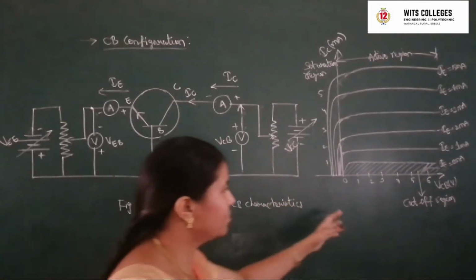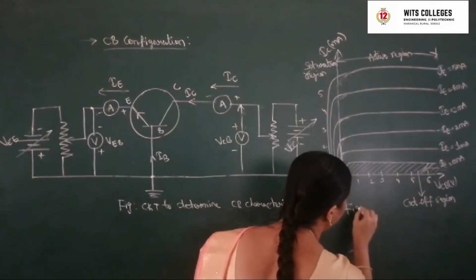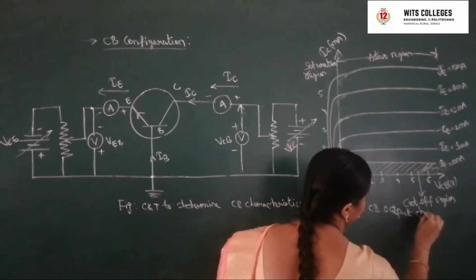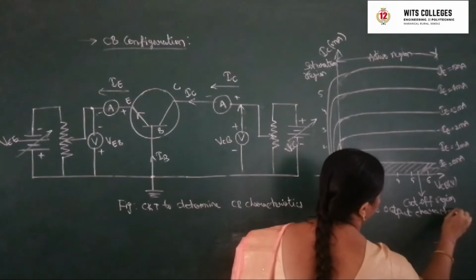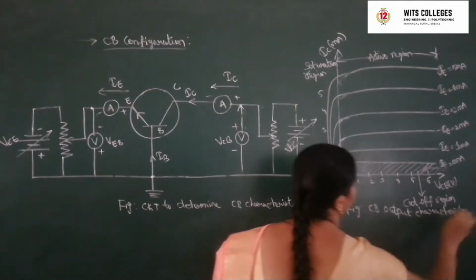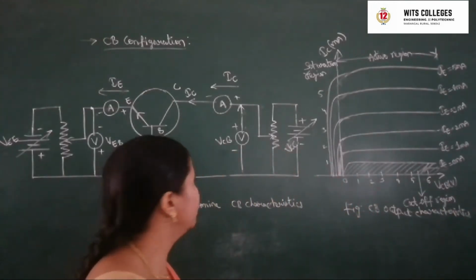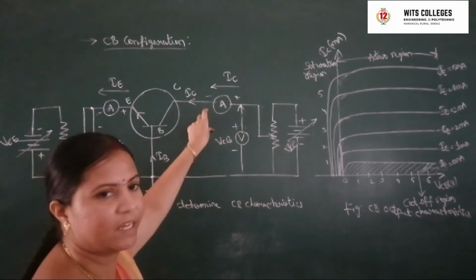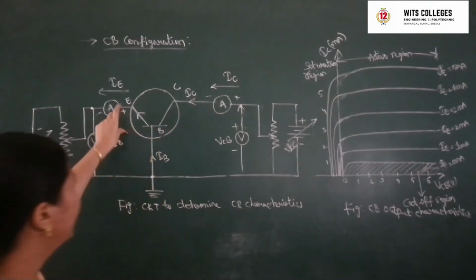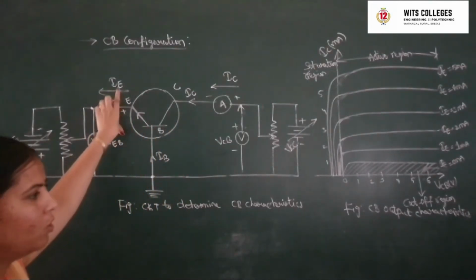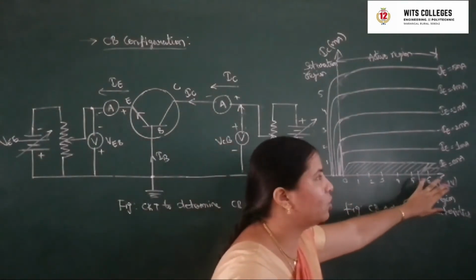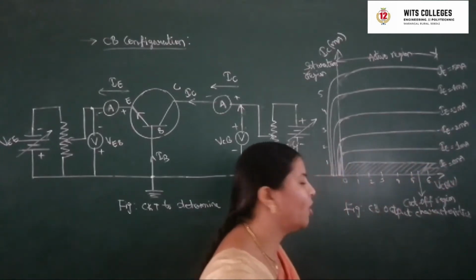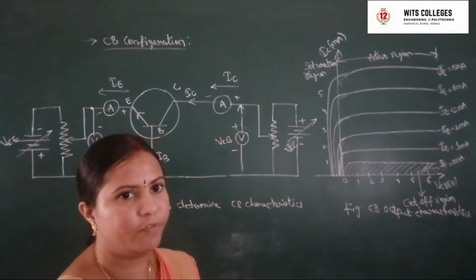So coming to the common base configuration, these are the common base output characteristics. What are the output voltage and output current here? Collector to base voltage and collector current, keeping the emitter current IE constant as the input. So the curve between collector to base voltage and collector current at constant emitter current is nothing but the output characteristics of the common base configuration.